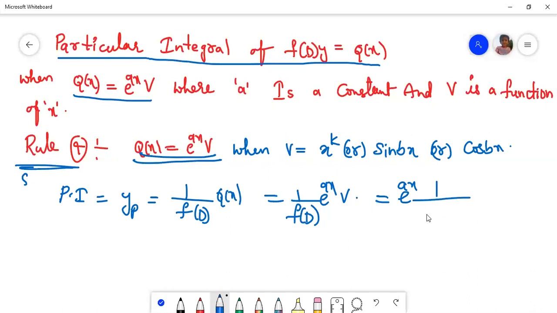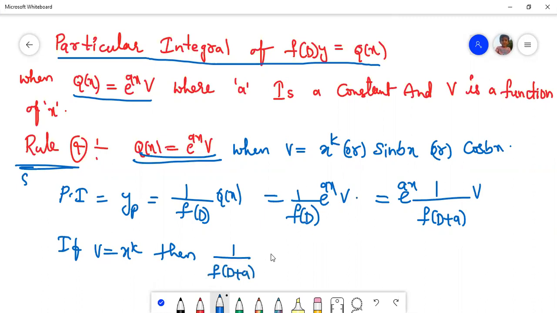But when we take out the exponential part, on the left side in the function of D, D is immediately replaced with D plus a, into v. And again here v is there. If v is equal to x power k, then after simplification, 1 by f of D plus a is reduced to 1 plus or minus phi of D whole inverse, by taking the minimum degree of the D operator.